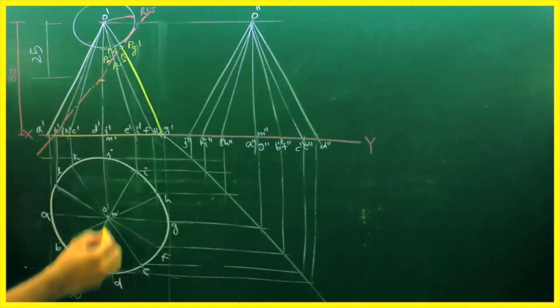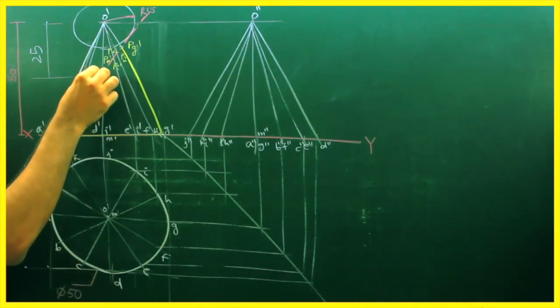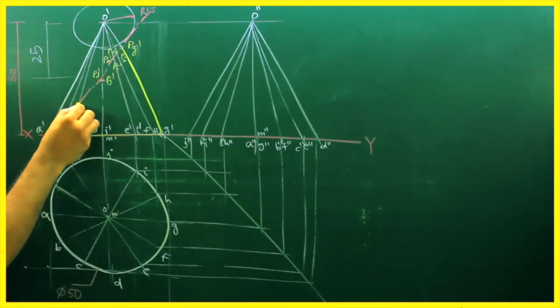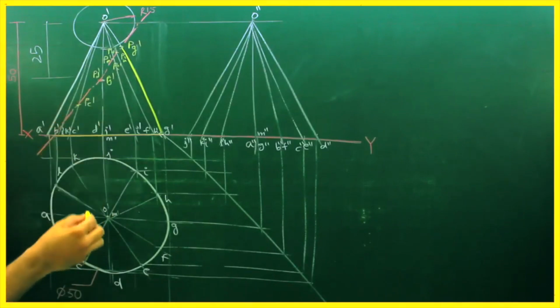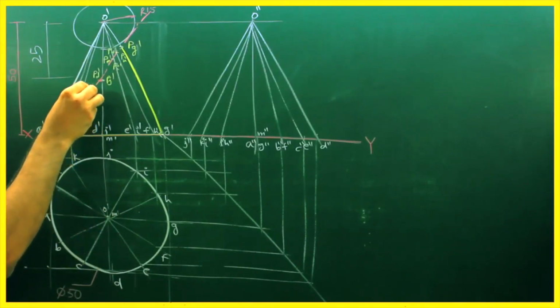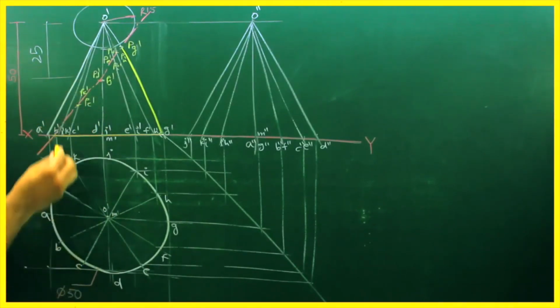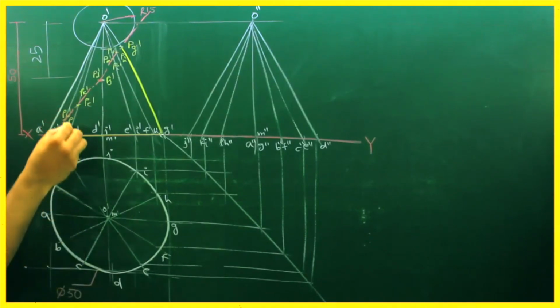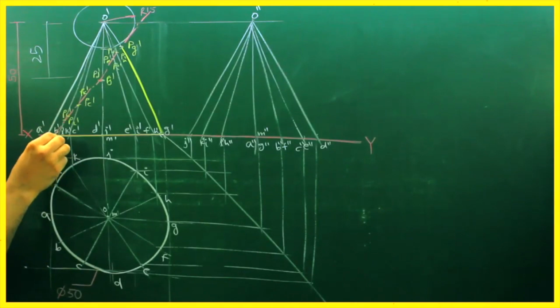Then this point is PD dash, PI, PJ dash. Then this is PC dash and PK dash. This is PB dash, PL dash, and this is PU, PV because it is cutting the base.